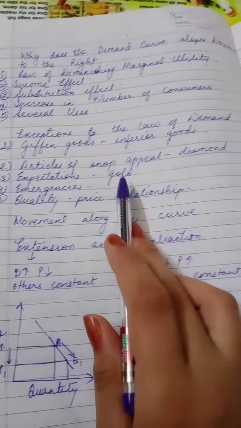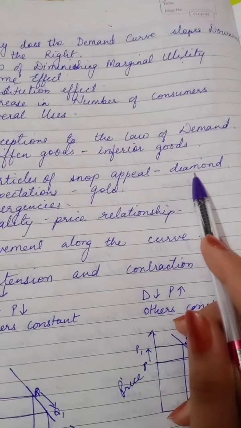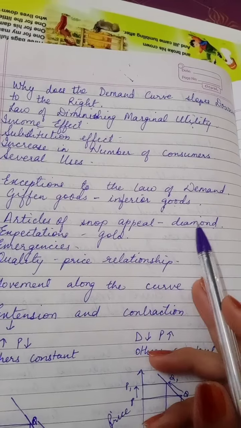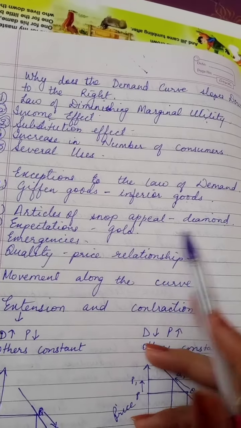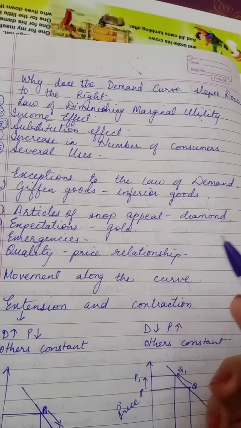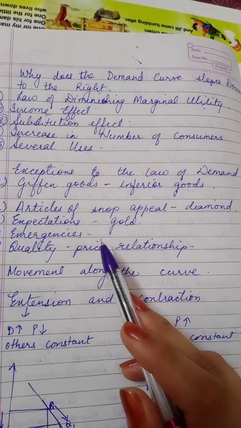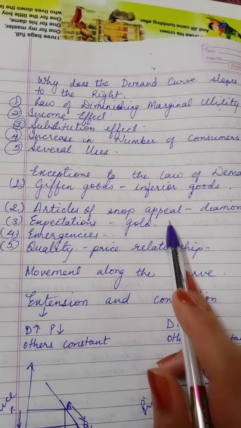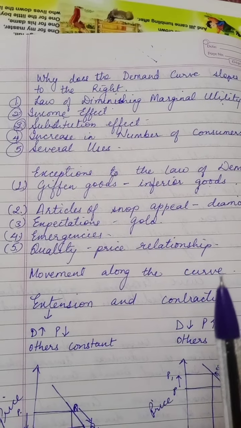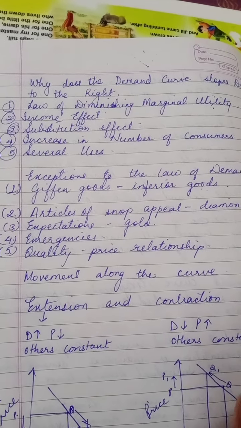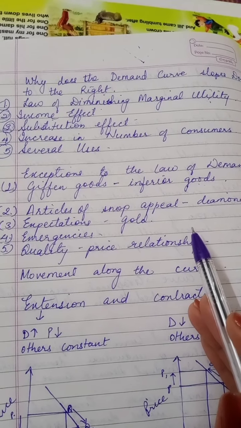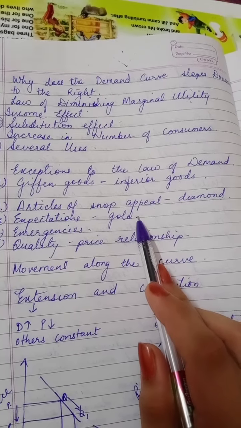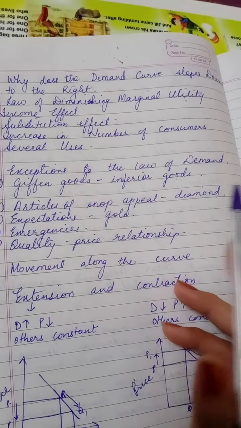Next is the article of snob appeal. That means diamond. Diamond is really very expensive, but because people want to show their status, maybe they'll buy more diamonds because of the expensive price as well. Then expectation. Maybe people are feeling that the price of gold will increase, as it has been increasing over the last years, right? So maybe they'll start consuming more gold. Why? Because they have the expectation that it may increase more.